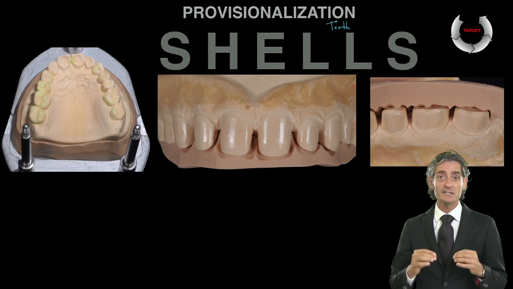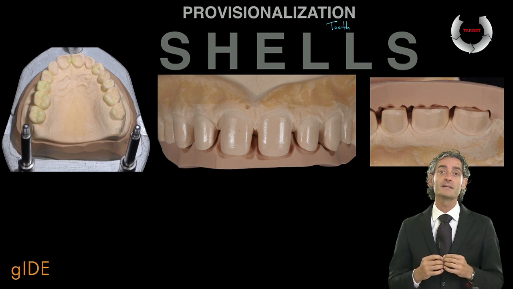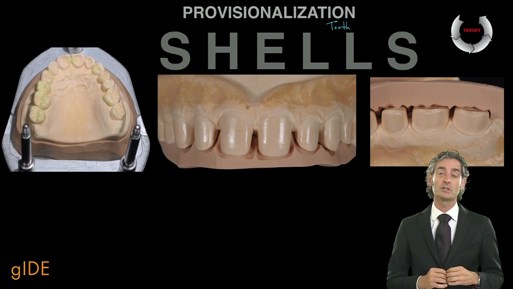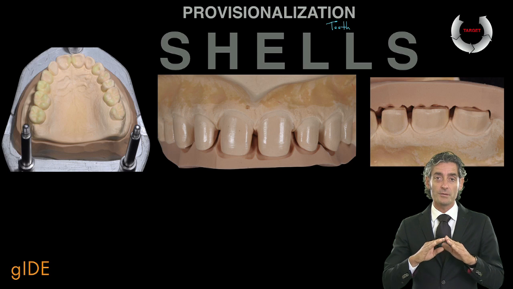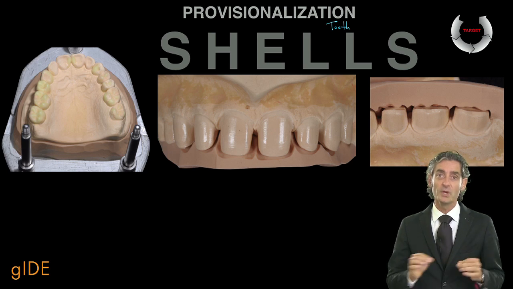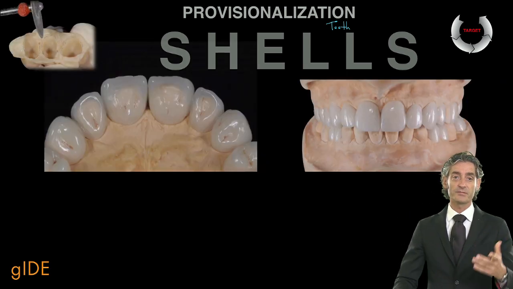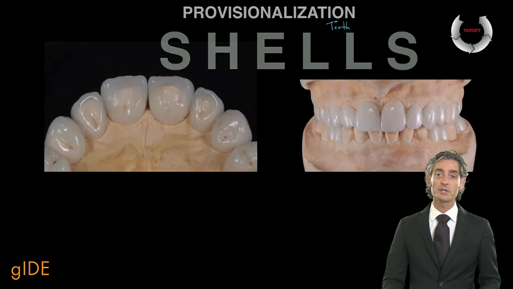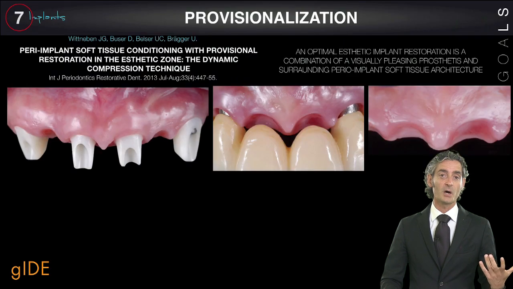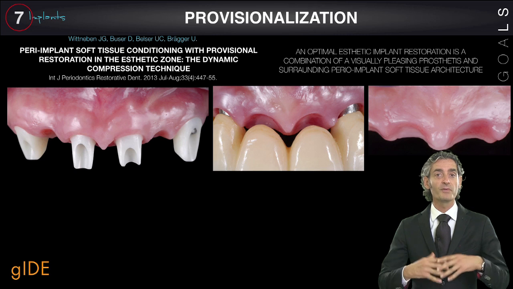Because if we have shells, it will be really easy for us to realign and to find the stability and the position in the occlusion. If we have really narrow stamps, it's difficult to seat the provisional in the right position. And then after we have something like this, we are going to start our preparation.